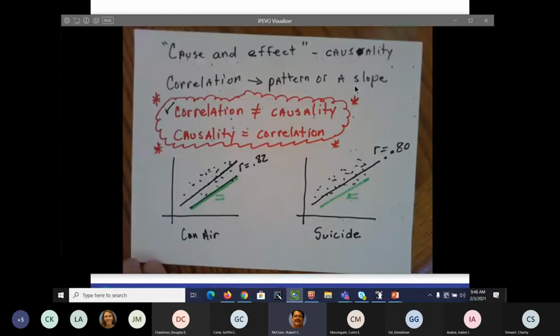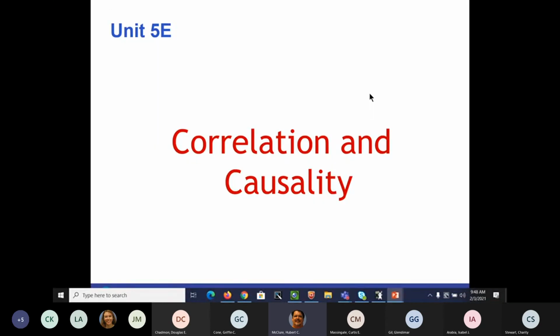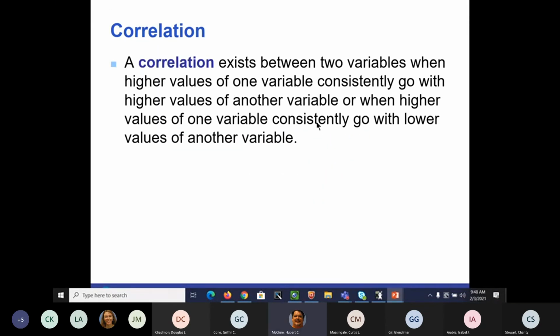All right, so let's go back to the slide. A correlation exists between two variables. You were correct. I believe Mr. Chadman, you said that, correct? Or somebody. Who said that? I did. Okay, good job. It exists between two variables when higher causes, and so on. In a word, a pattern or a slope.